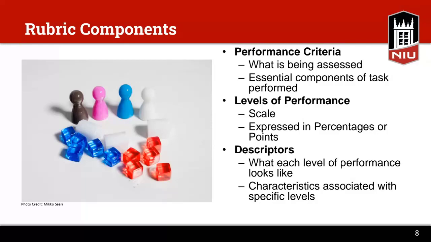So performance criteria really is you're asking yourself, what is being assessed? This is an essential component. It could be an essential component of a task that is being performed, or the ability to identify certain elements of an idea, of a concept, or be able to use it to explain, or be able to use it to create new content. Whatever that performance expectation is, it should be clear, and once again tied to the objectives.